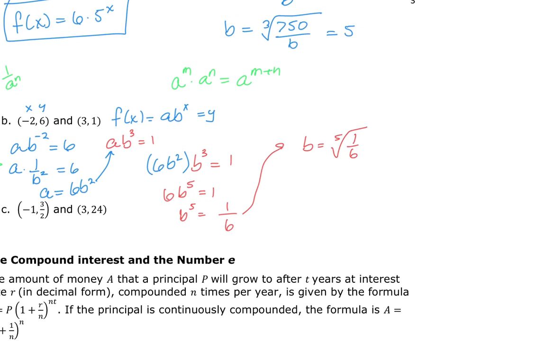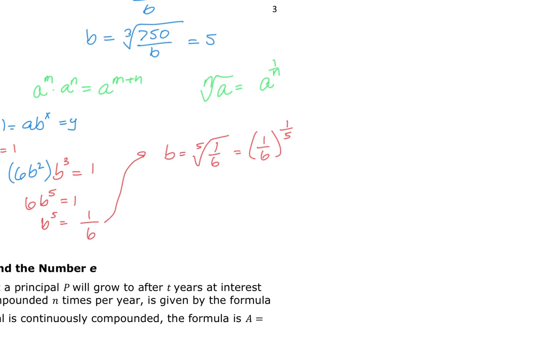Okay. I'm just going to rewrite this just a little bit. I'm going to use this rule that says if I have the nth root of a, this is a raised to the 1 over n. So I'm just going to rewrite this as 1/6 raised to the 1 over 5. And then I have this other rule that says if I have a over b raised to the n, this becomes a to the n over b to the n. So I can write this as 1 raised to the 1/5, which is just 1.